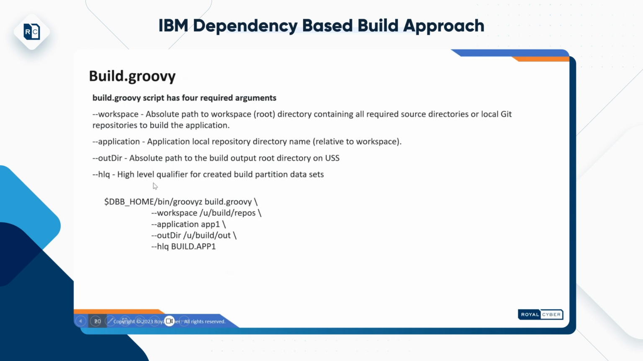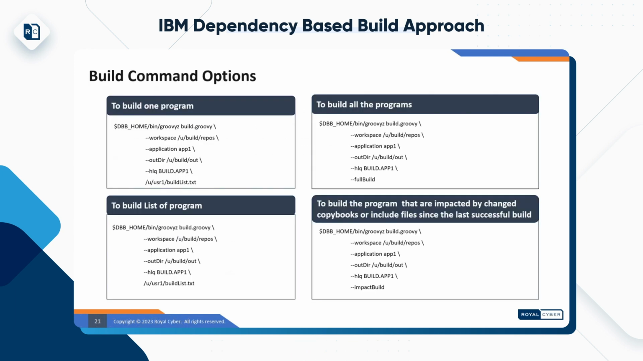And for output, the build results need to be kept somewhere. So the build directory is where your output can be kept, and your HLQ, your build partition dataset where you can keep your build results. High level qualifier is specified. So this is how the 4 parameters are going to be taken. Your build script process will understand where your source code is, what application you're going to build, where your output needs to be stored, and the high level qualifier.